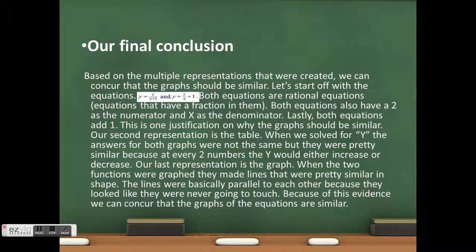Our second representation is a table. When we solved for y, the answers for both graphs were not the same, but they were pretty similar because at every two numbers, the y would either increase or decrease. Our last representation is the graph. When the two functions were graphed, they made lines that were pretty similar in shape. The lines were basically parallel to each other because they looked like they were never going to touch. Because of this evidence, we can concur that the graphs of the equations are similar.